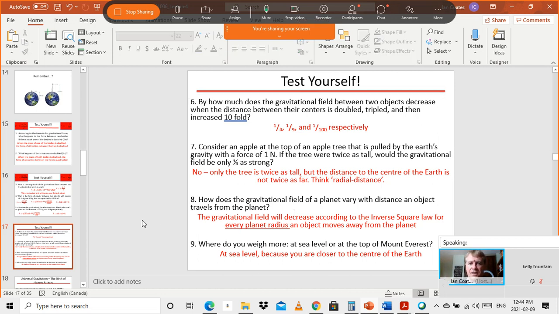Number 9, where do you weigh more, at sea level or at the top of Mount Everest? Interesting. Our mass is the same at sea level and at the top of Mount Everest, but our weight is a lot less at the top. At sea level, you weigh a lot more because you are closer to the center of the Earth. There's more gravity there than there is at the top of Mount Everest.